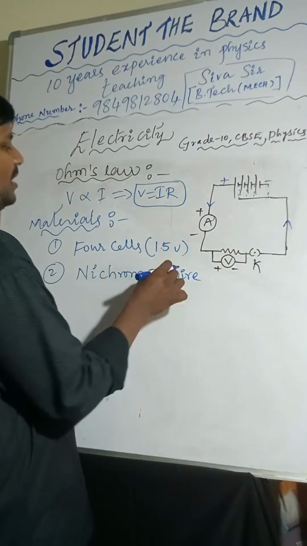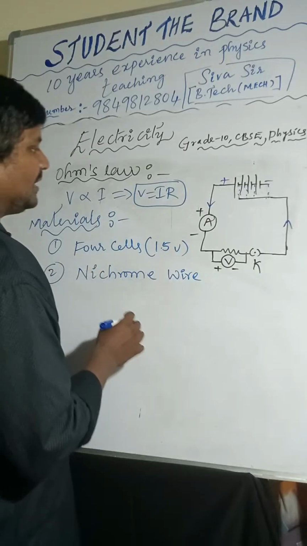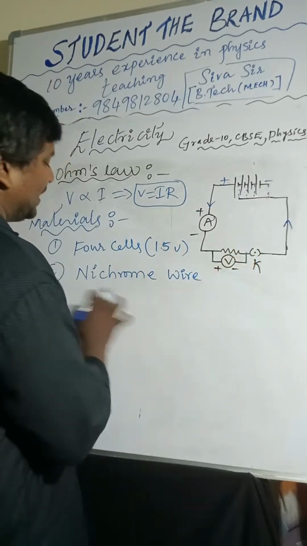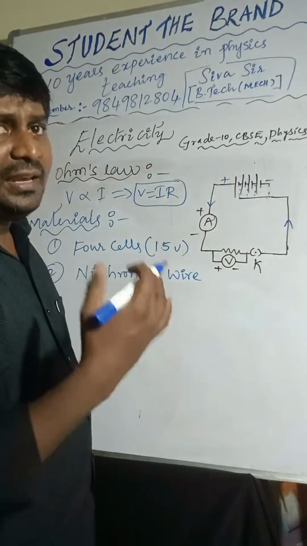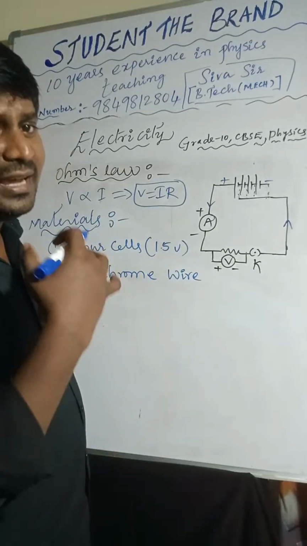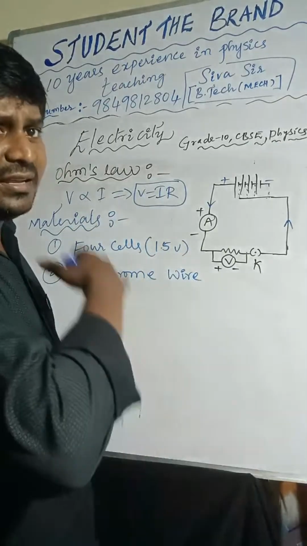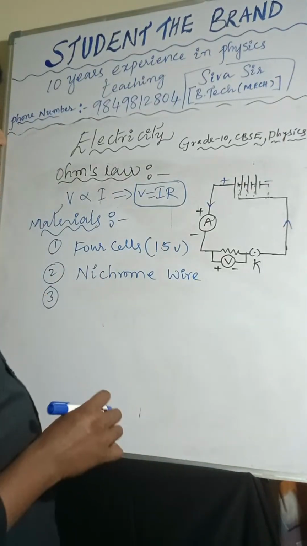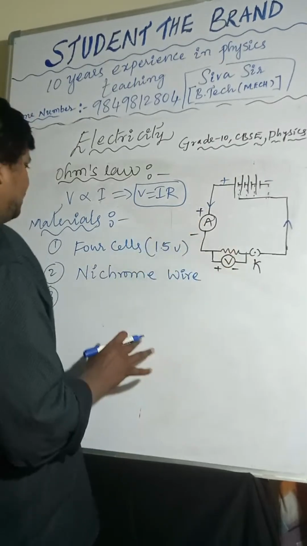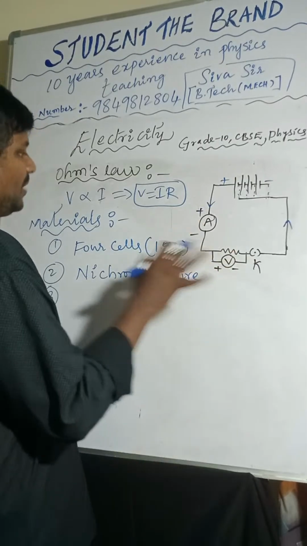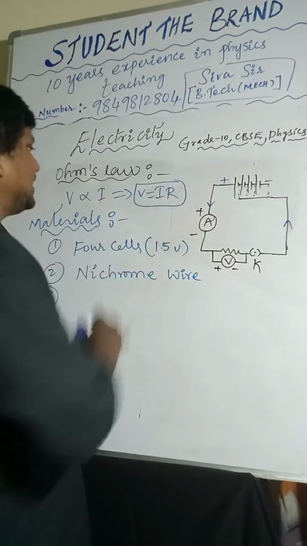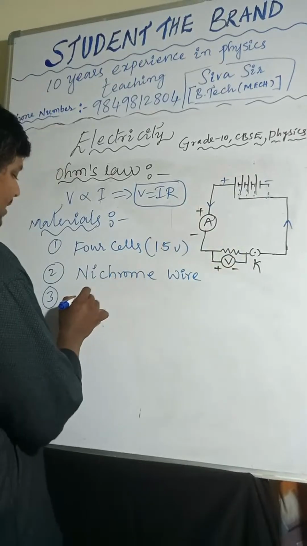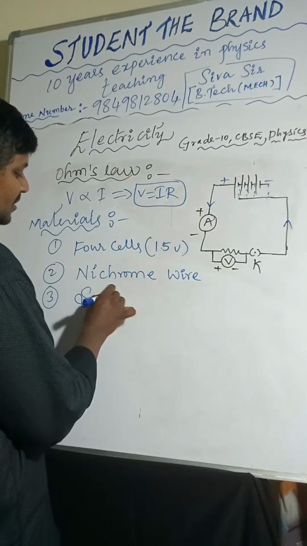4 cells, 1.5 volts each. Nichrome wire is an alloy of nickel, chromium, manganese, and iron metals. So the third one I am considering in the requirement of materials. So 4 cells completed, nichrome wire is completed. Next one I am considering is the switch.